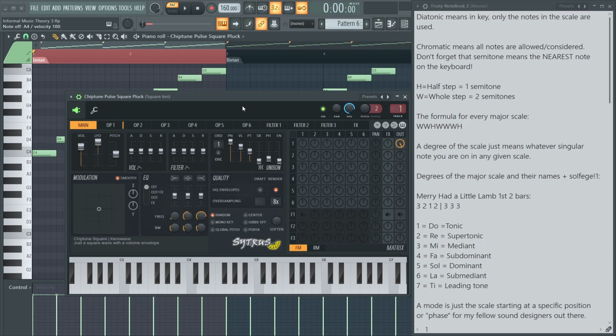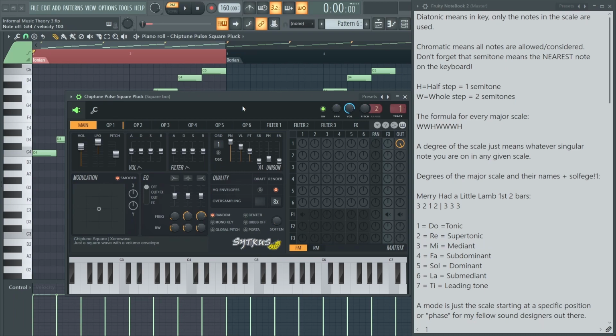Or if we do want to go out of the scale, out of key, then we would have to start saying sharps and flats. So if we're in C major, but I want that G sharp, then I would just say that's a sharp fifth, because we already established that we are in the key of C major.